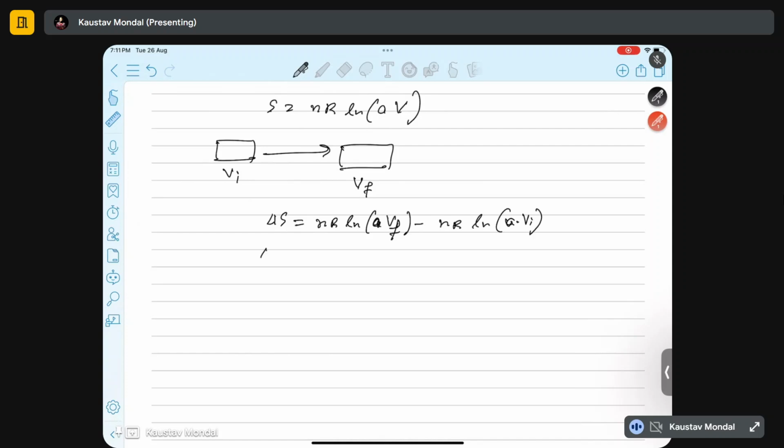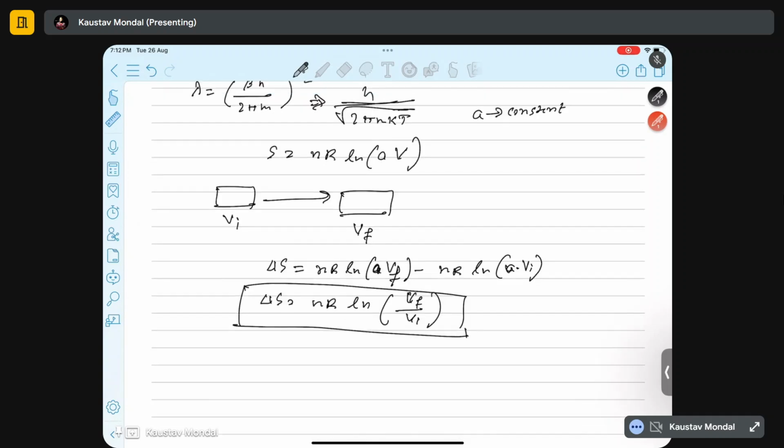So delta S would be nr. You can write this subtraction of the log as division inside the log, right? So the constant term inside the log would be cancelled. So VF by VI. Okay, so this is the change in entropy when you change the volume. So this result we got from the statistical point of view.